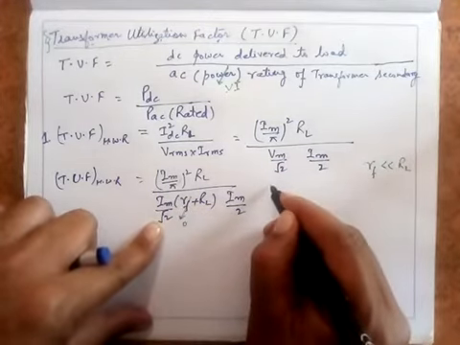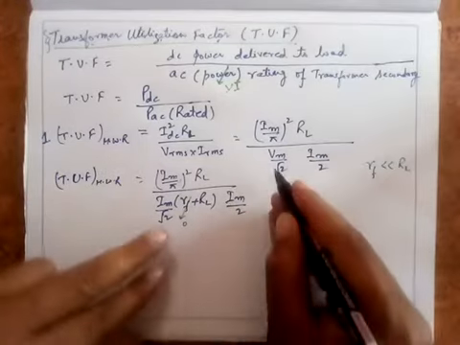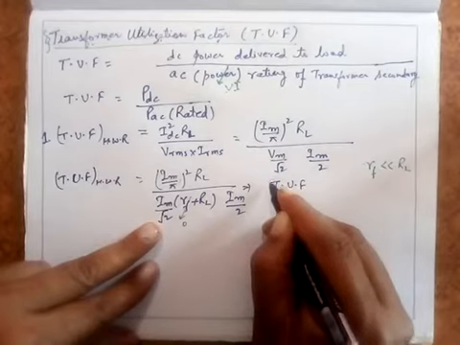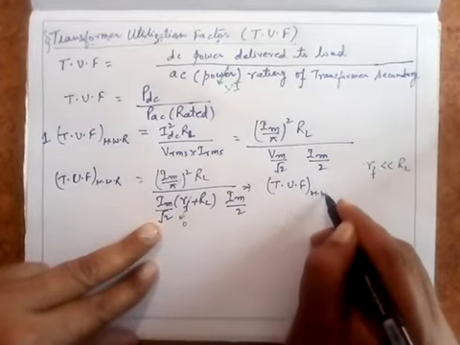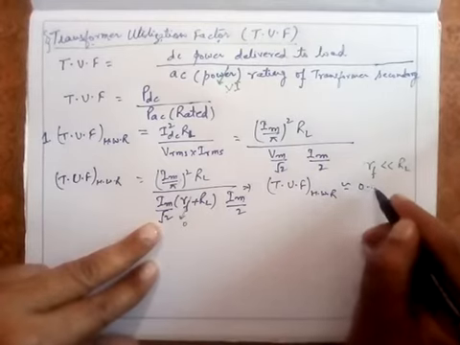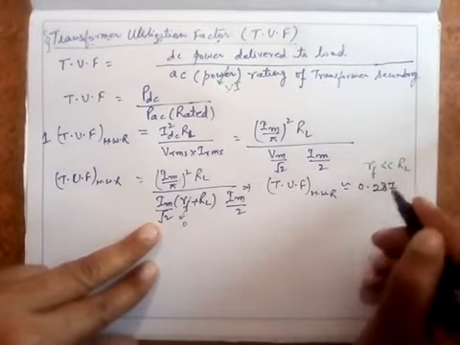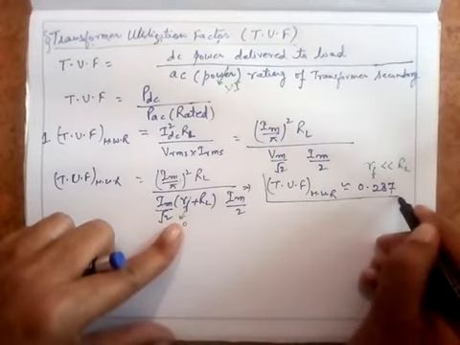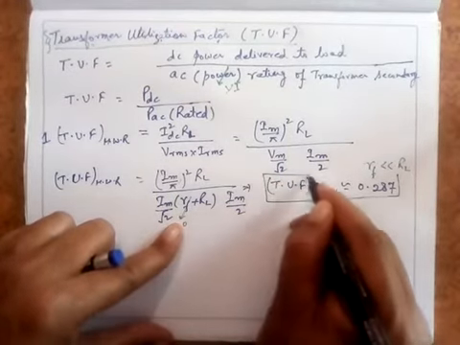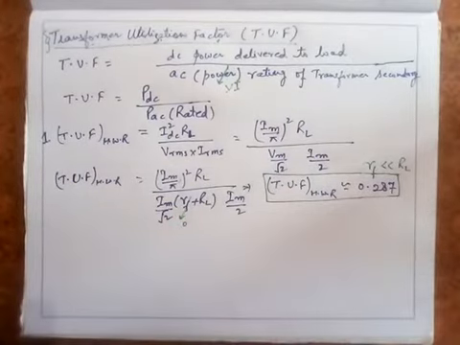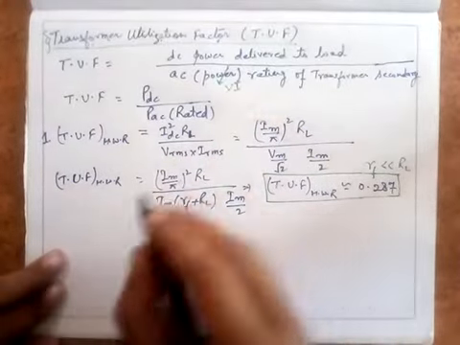So approximately you will get that the TUF of a half wave rectifier is approximately equal to 0.287. That is only 28.7% of the transformer power rating that has been utilized. This is called your transformer utilization factor of a half wave rectifier.